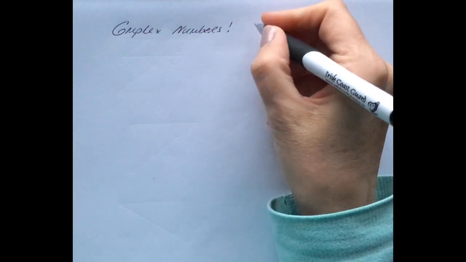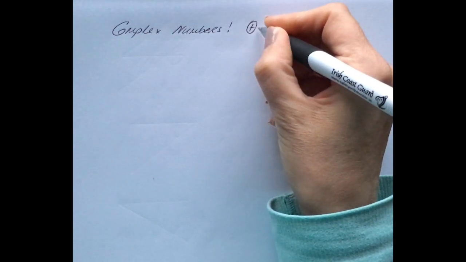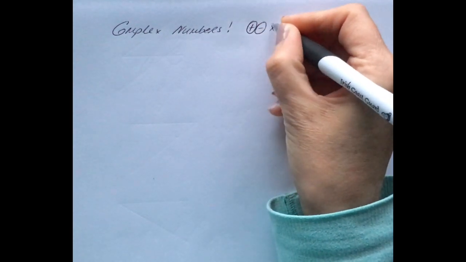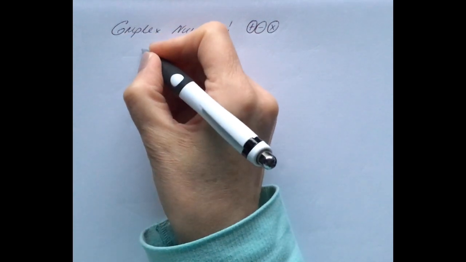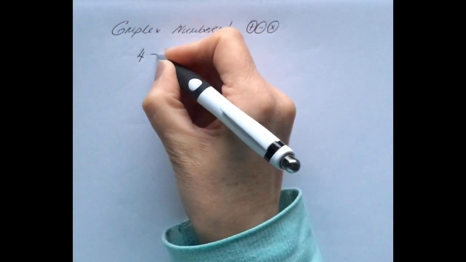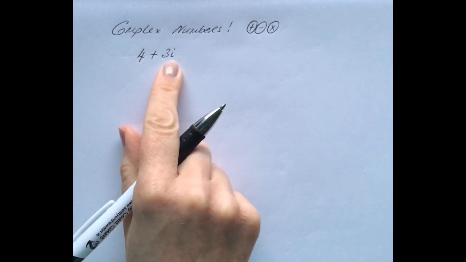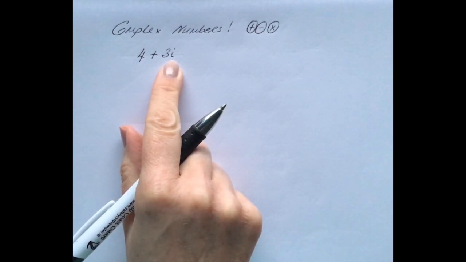Okay, so this video looks at the basics of complex numbers. We are going to look at adding complex numbers, subtracting complex numbers, and multiplying complex numbers. A complex number, first of all, is a number that consists of a real and an imaginary part. So 4 plus 3i is a classic example of a complex number.